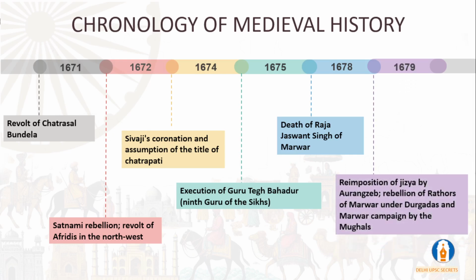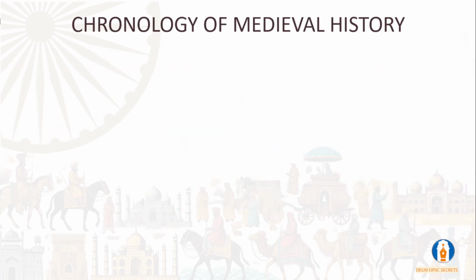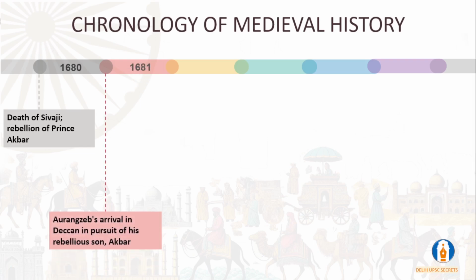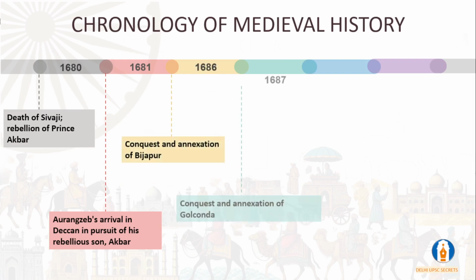Singh of Marwar happens. 1679 AD is a reign where Aurangzeb is ruling like anything. Aurangzeb reimposes the jizya tax. The rebellion of the Rathors of Marwar happens, and the Marwar campaign by the Mughals happens in that particular period. Then 1680, the death of Shri Shivaji Maharaj happens, and Aurangzeb's arrival in the Deccan happens in pursuit of his rebellious son Akbar.